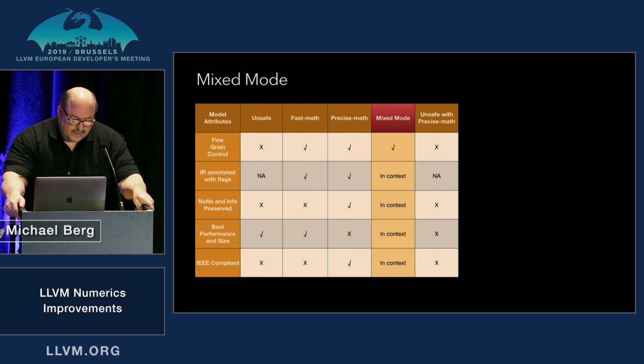So mixed mode, however you want to define it, will pay attention to fine granularity of control within the box that has been defined. The IR annotations are read wherever they're applied. NaNs and infinities are preserved within their context, and best-in-class performance and code size is managed also within context, and also IEEE compliancy. So you get whatever you designed into your box, you get in this mixed mode model.